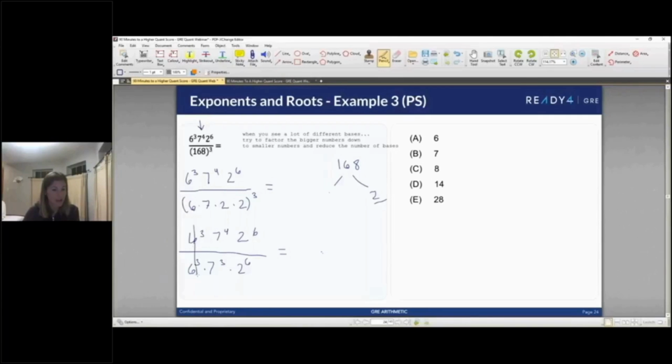So now I have this fraction where a lot of stuff cancels, right? The 6 to the thirds cancel. The 2 to the sixth cancel. And what I'm left with is just 7 to the fourth over 7 to the third. Now, remember your exponent rules. When you have numbers with the same base, like 7, and you're dividing them, you can just subtract the exponents. So this becomes 7 to the 4th minus 3, which is 7 to the 1, which is just equal to 7. So for those of you who picked B or 7, you're right. Good answer.